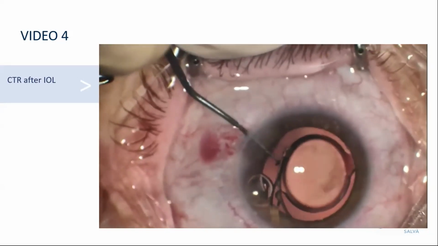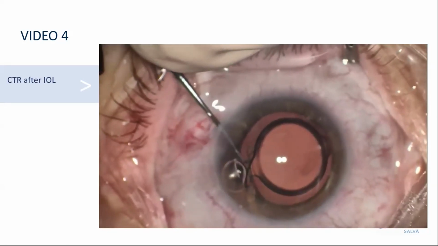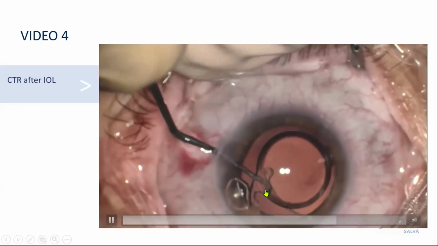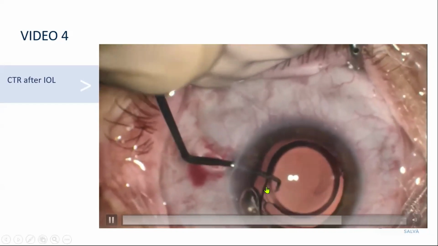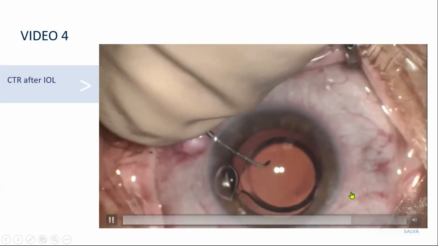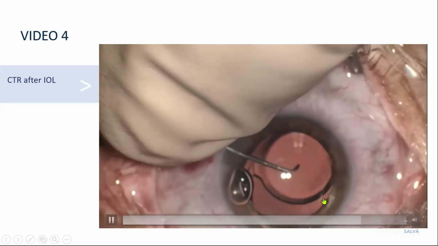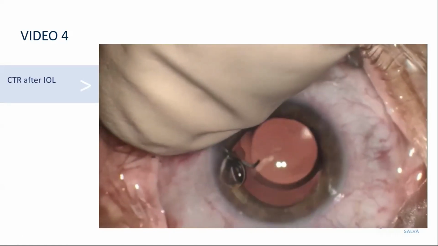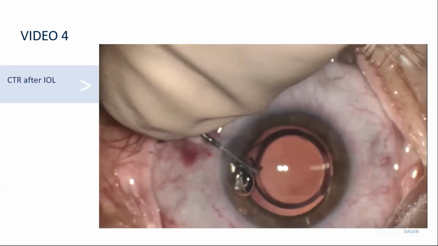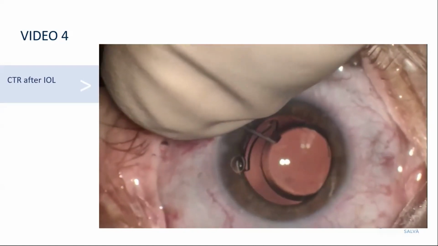Okay, I use the chopper to push the back ending of the lens, and then you have the whiplash sign. It's slower because the lens is inside, but this whip sign tells you the size of the CTR is the right one. And then I managed to rotate the lens and put the second haptic inside the bag, and the surgery ended happily.